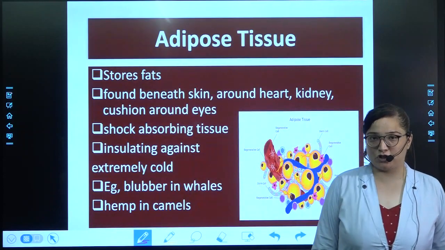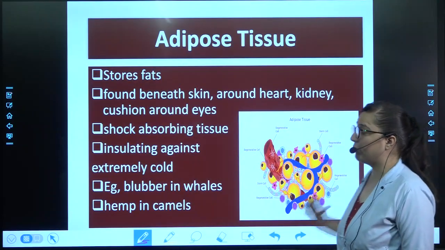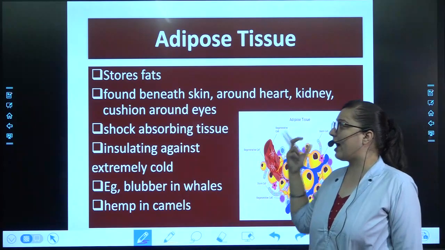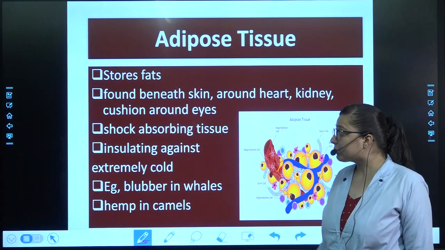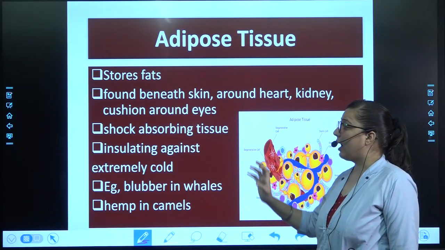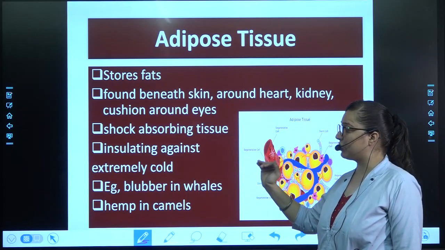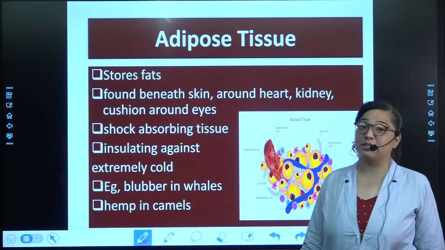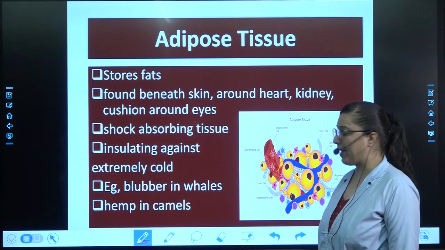Then adipose tissue. These generally store fat. Where are they found? Beneath the skin, around the heart, kidney and as a cushion around the eye. These are shock absorbing tissues. They are used as an insulation against extremely cold situations. For example, as the blubber in whales and the hump in the camels.